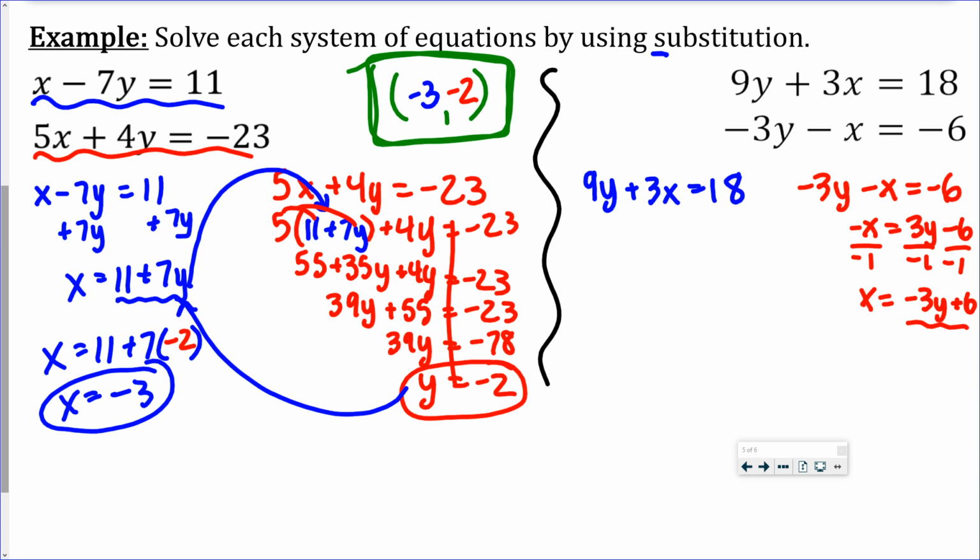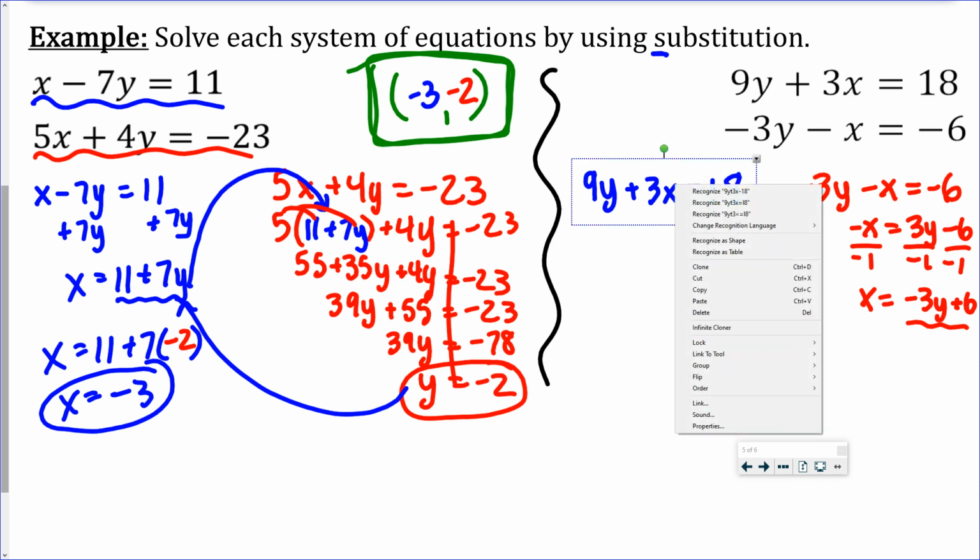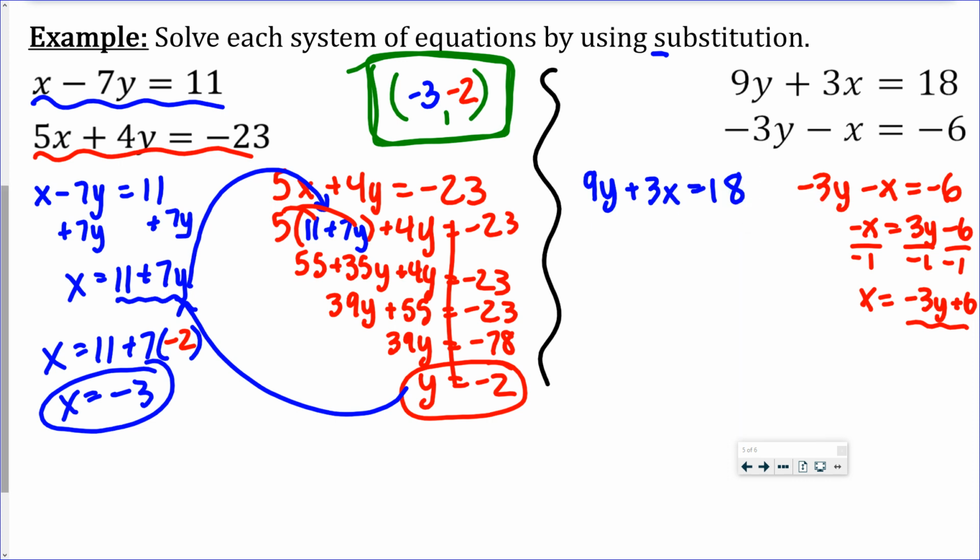X is the same as negative 3y plus 6. So we're going to take out the x from the blue equation. Replace it with parentheses. I have a question. Yes, sir. Could you technically divide everything in that equation by 3 to reduce it, make the math easy? Yeah, you could. Totally. Great question. Substitute in what x is the same as.